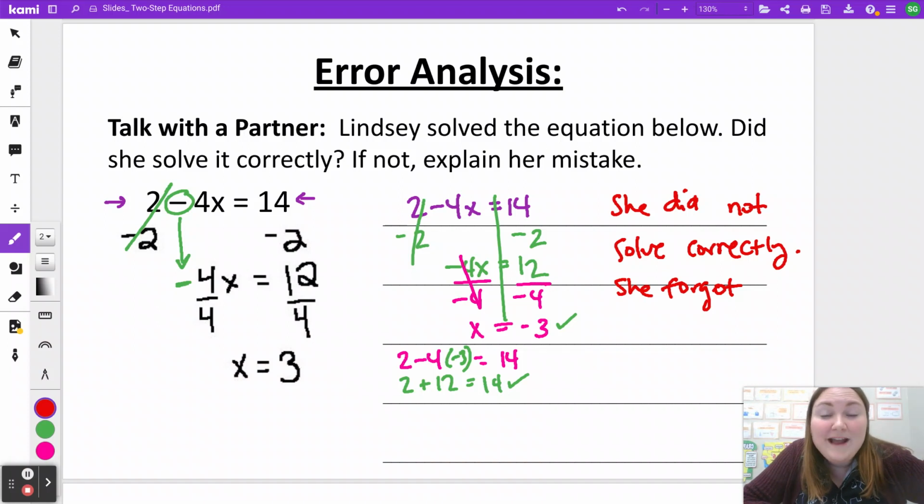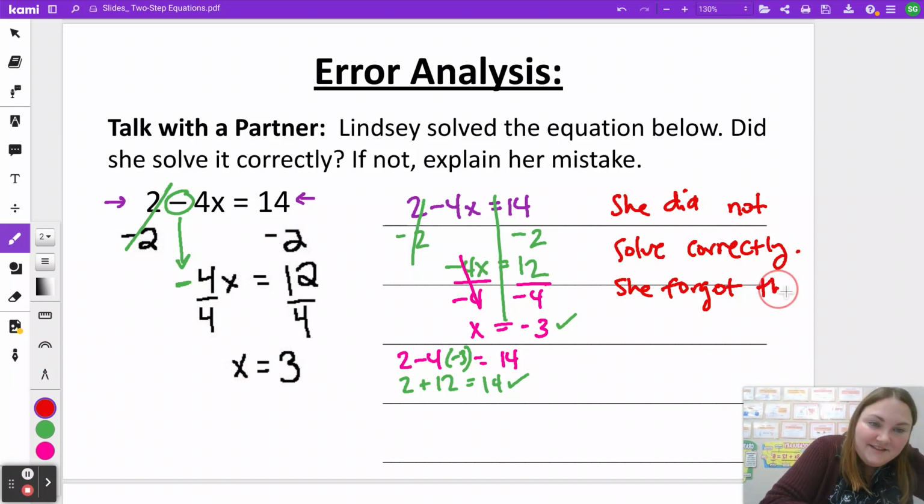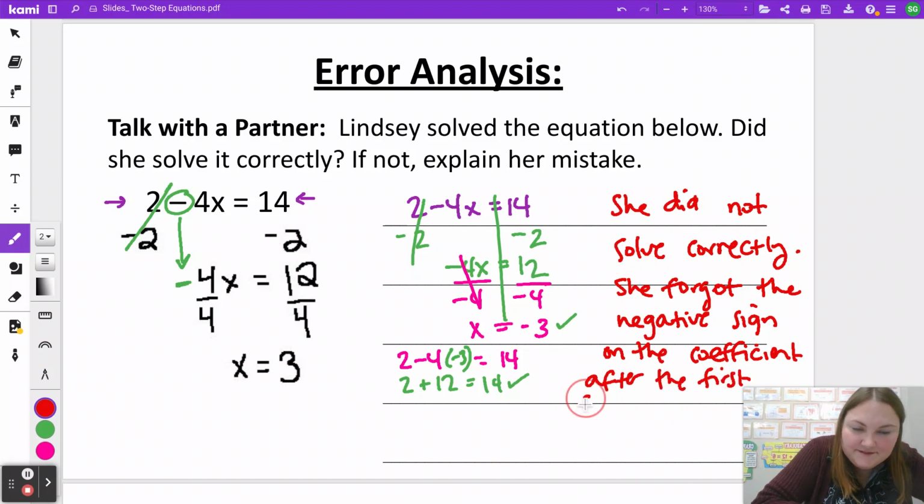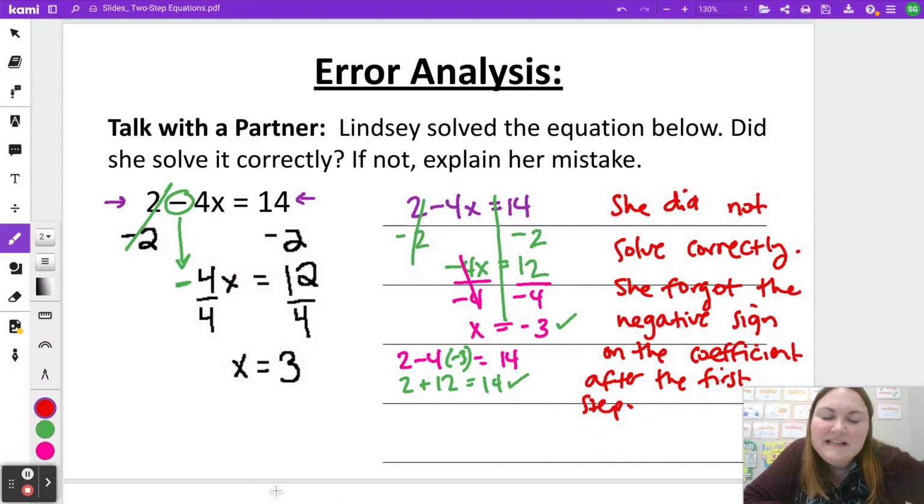So this is where that vocabulary can really be helpful. She forgot the minus sign on, what is this number called? You know what it's called. Coefficient. So we could say she forgot the negative sign on the coefficient after the first step. Something like that would be great because that's letting me know exactly where to look.